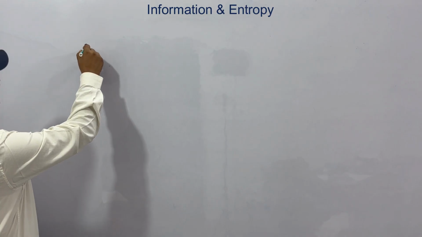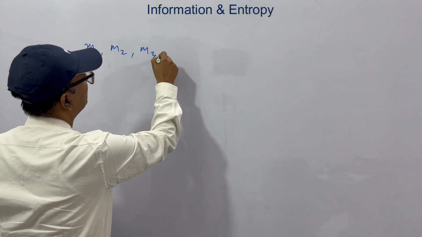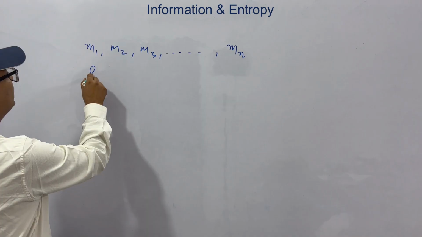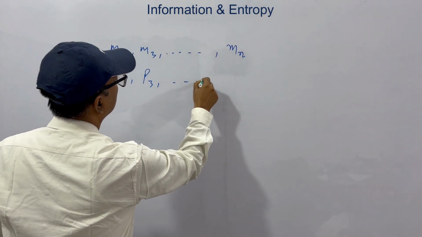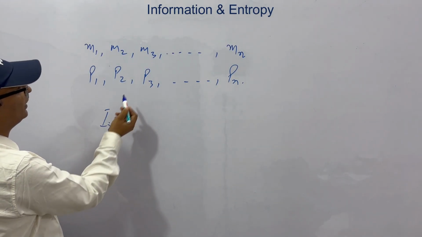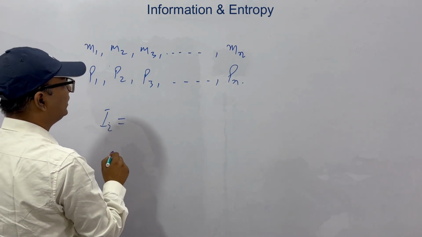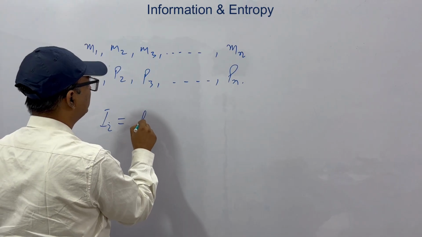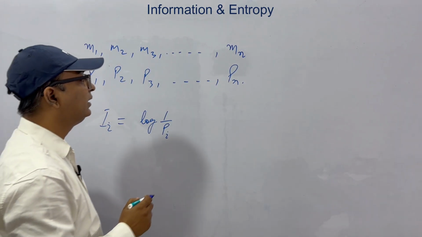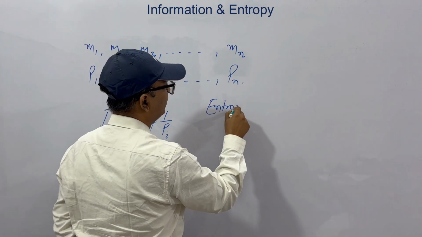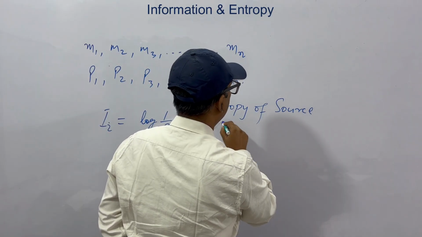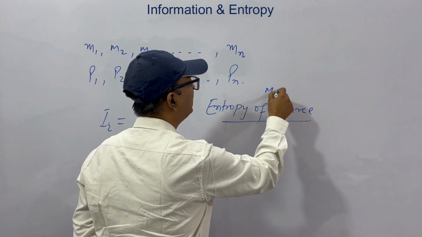Let's say we have M1, M2, M3 and so on up to Mn messages, n number of messages, with probabilities P1, P2, P3, up to Pn. What is small i, for any i from 1 to n? As we just saw, Ii can be written as log of 1 by Pi. So we now define a term, entropy of a source. Why source? Because we are getting messages from the source. So entropy of a, we have one more term here, memoryless source.